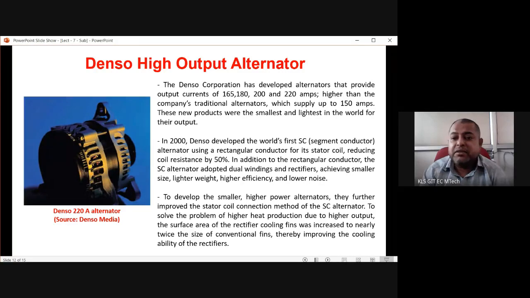So this is another high performance alternator which is called the Denso high output alternator. You can check the current is going up to 220 ampere.